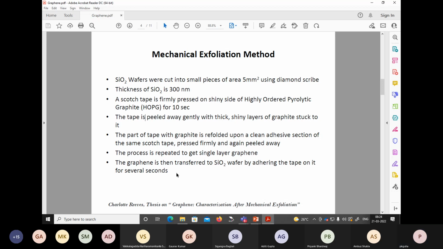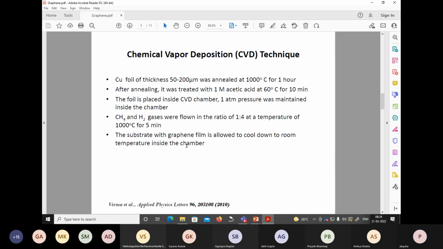Now, there is one method known as the chemical vapor deposition technique. You remember we talked about chemical vapor deposition while synthesizing or making CNT. Here in this particular method we use copper foil of few tens of micrometer thickness, and we anneal the copper foil around 1000 degrees centigrade for an hour. Anneal basically means heat treatment. Okay, then we use acetic acid.